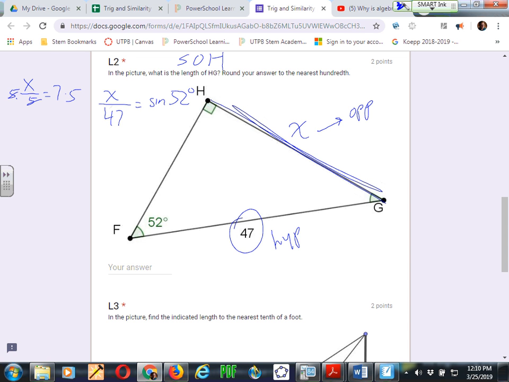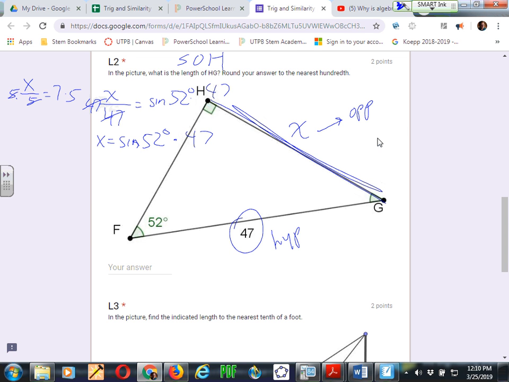X divided by 47 is equal to a number. Now that number is not pretty like 7. It's the sine of 52 degrees, which is really, really long and complicated. But if I multiply both sides by 47, then the 47's cancel here, and x is the sine of 52 degrees times 47.